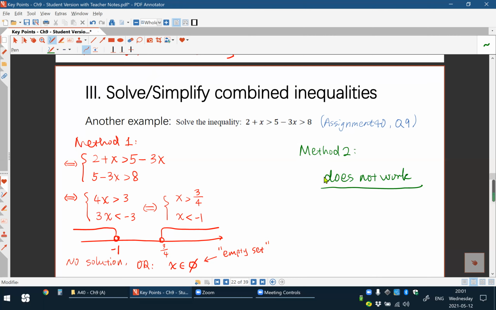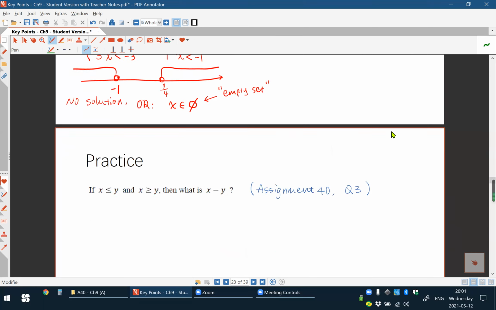So this is why I said that method 1 is more generic. So you can always try method 2 first, and if it doesn't work, then you can turn to method 1. Okay, that is to detach the system into different separate inequalities and solve. Okay. Any questions? No? Okay, let's see.